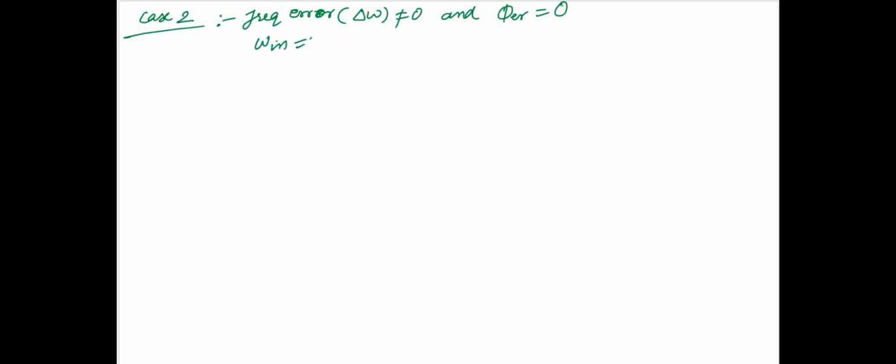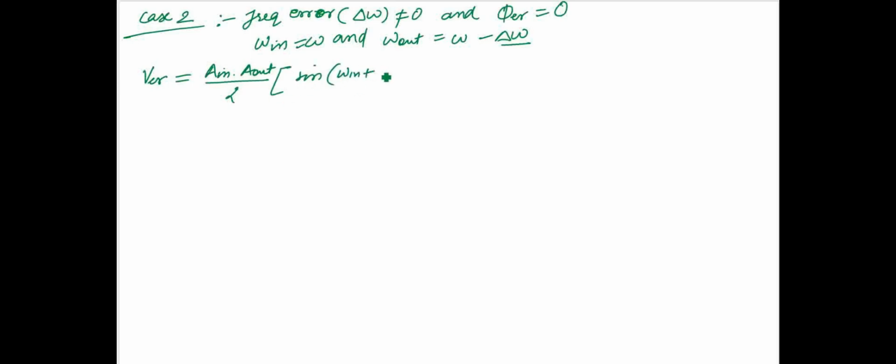Now let's take case number 2. In case 2, I'm keeping frequency error, that is del omega not equal to 0, and I'm considering that phase error equal to 0. For this, let's consider omega in equal to omega and omega out equal to omega minus del omega. So what is the frequency error? Omega in minus omega out, so del omega. Now you have omega in and omega out, so let's put it in the equation. V error will become A in dot A out divided by 2, then sine (omega in plus omega out) t, plus sine (omega in minus omega out) t.